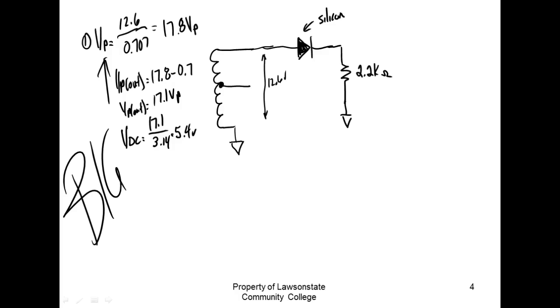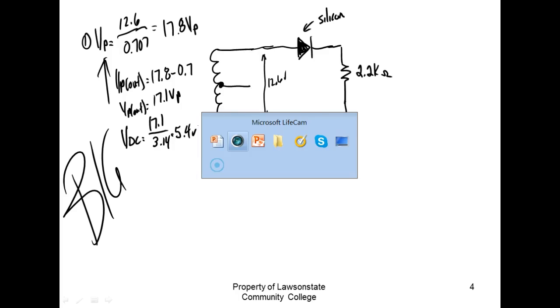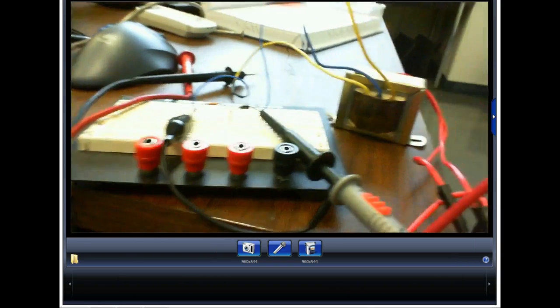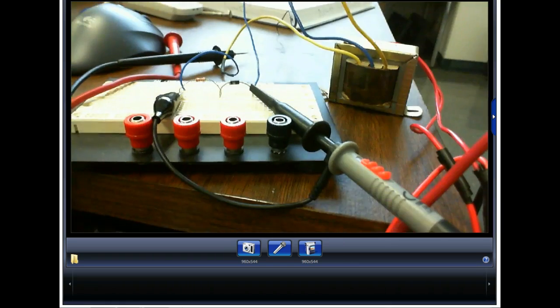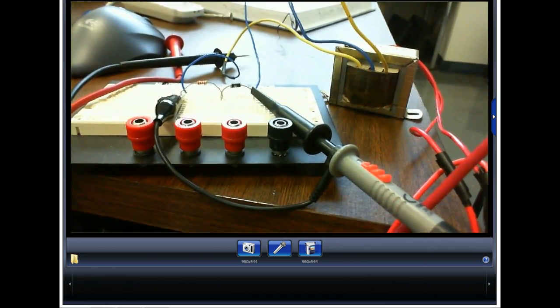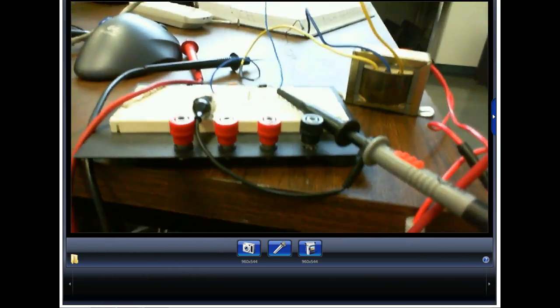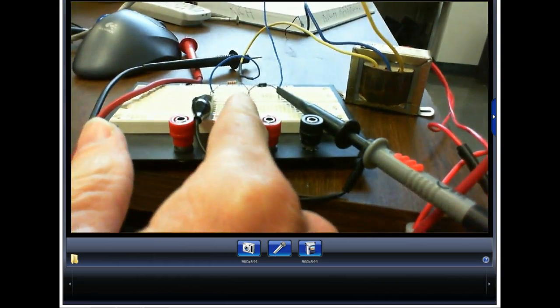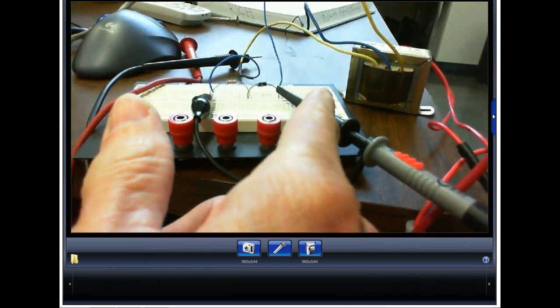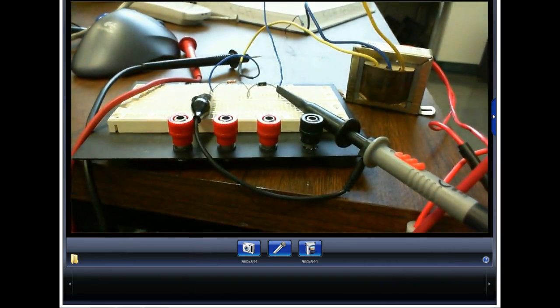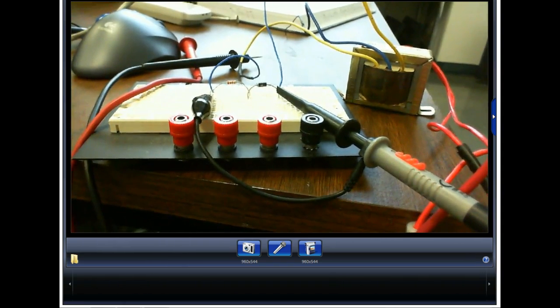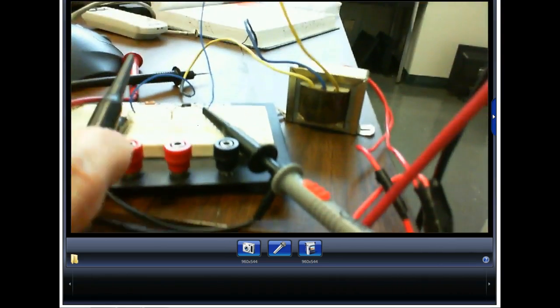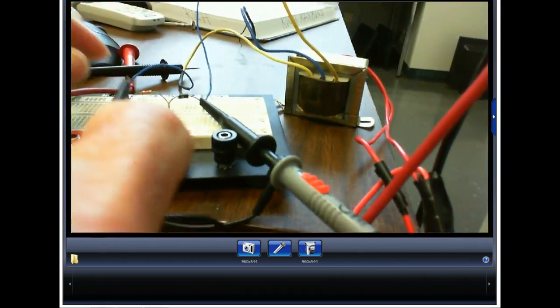So here's the circuit. Here's my scope probe. And somehow my scope turned off. No, it's on. It's just blank. Where's my scope at? We'll start off. Let's look at what's going on here. So I'm going to use 2 scope probes so we can actually see the AC coming in and the DC coming out. So that's the AC.